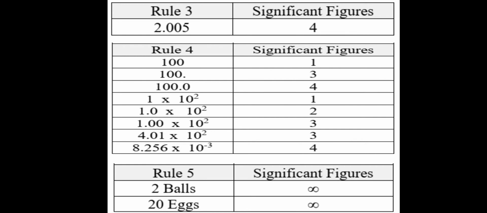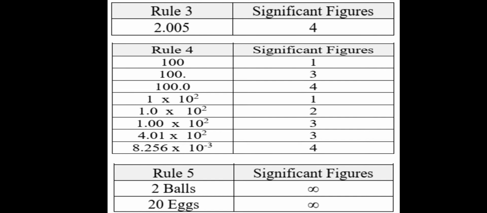Now come to rule 4. For example, in this rule, 100 has only one significant figure, but 100.100 has three significant figures, and 100.0 has four significant figures. Such numbers are better represented in scientific notation.